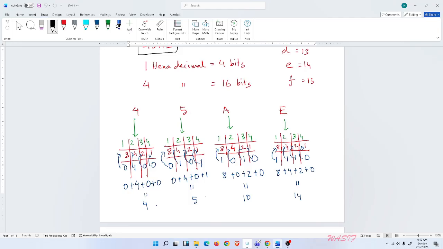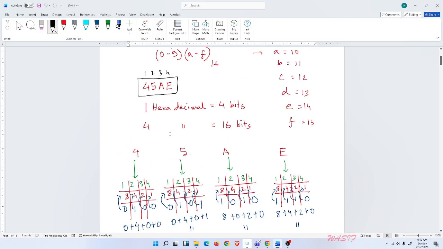Now for 4, first you need to convert the hexadecimal into decimal, and we know how to convert decimal to binary. So the hexadecimal of 4 is equals 4, the hexadecimal of 5 is equals 5, A is equals 10, E is equals 14.